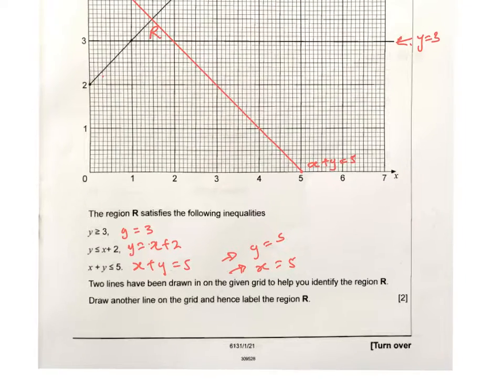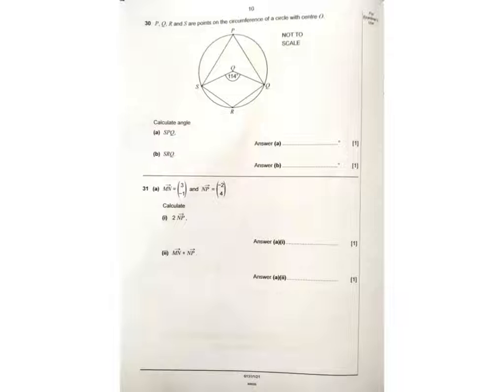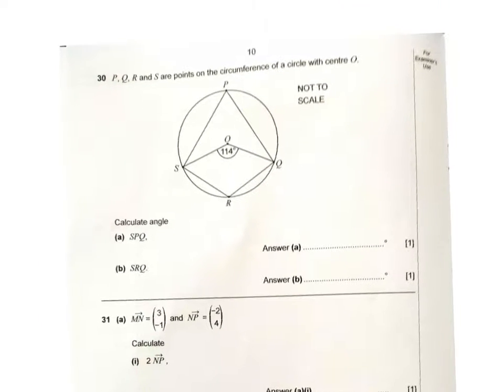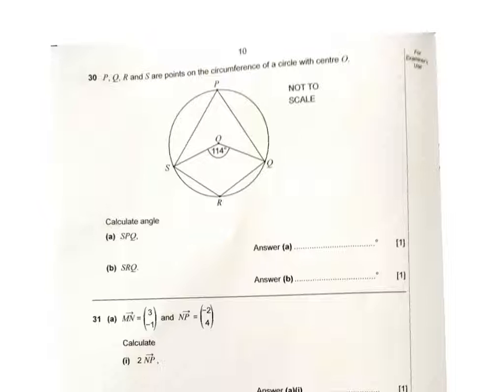Right, then from there we go to the next question, which is question 30. P, Q, R, and S are points on the circumference of the circle with center O. Calculate angle SPQ. We want to get this angle. Okay, and if you can see, can you remember this? We talked about this. We learned about that shape.